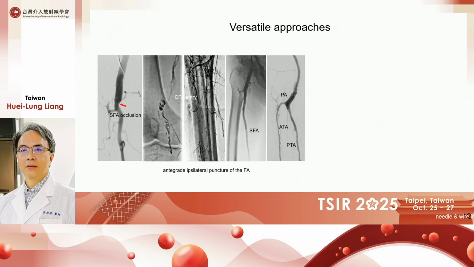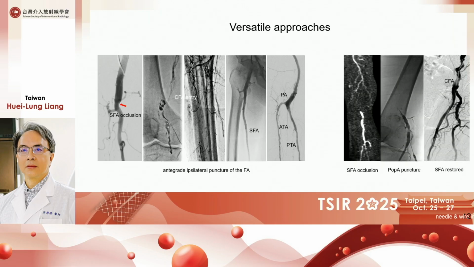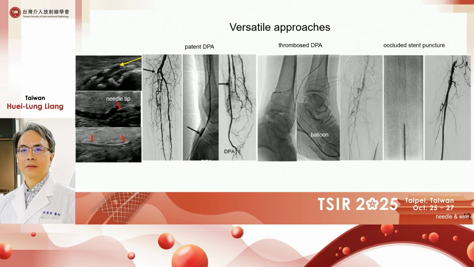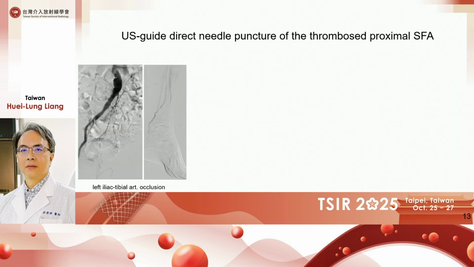Besides the standard contralateral femoral approach, we can perform the ipsilateral femoral approach, retrograde puncture of the popliteal artery, direct needle puncture of the patent or thrombosed dorsalis pedis artery. The occluded metallic stent can also be punctured.